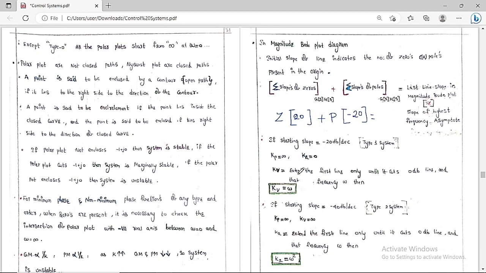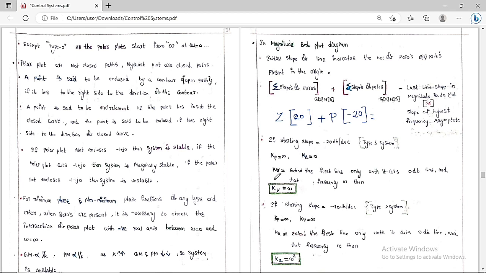Now the next point is, if the starting slope is equal to minus 20 decibels per decade, we can say there is one pole at the origin in the open loop transfer function. So it is a type 1 system. Then always remember that Kp is equal to infinity and Ka is equal to 0. This one always keep in your mind.